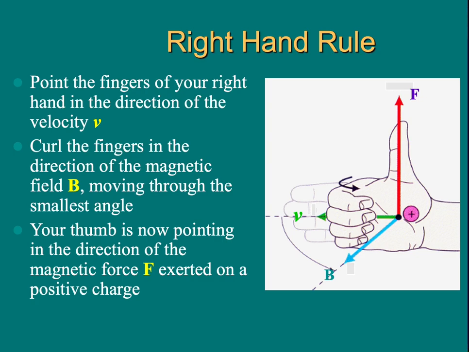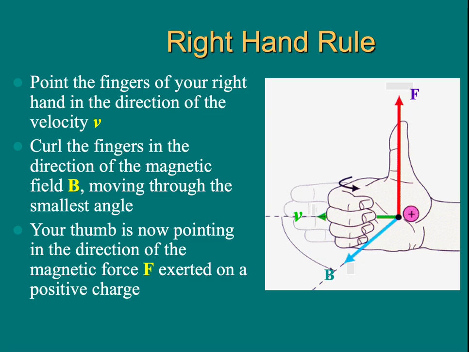Because I want to curve my forefingers into the direction of the magnetic field, my palm has to be facing myself. So I can have my forefingers pointing in V first, and then curving to B, and then the thumb. My thumb will give me the direction of magnetic force.